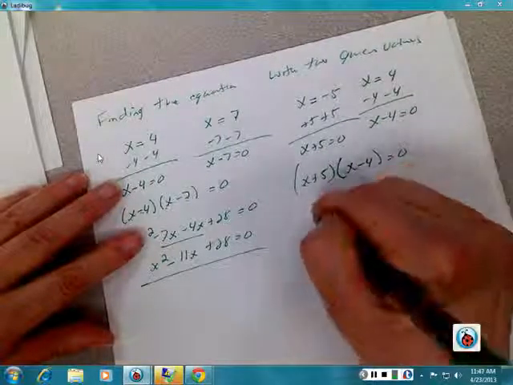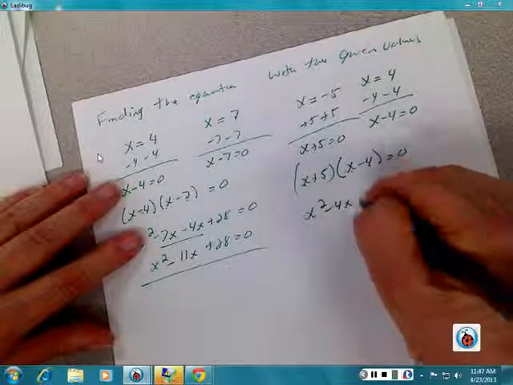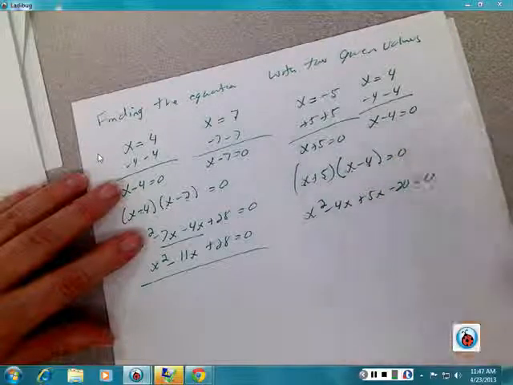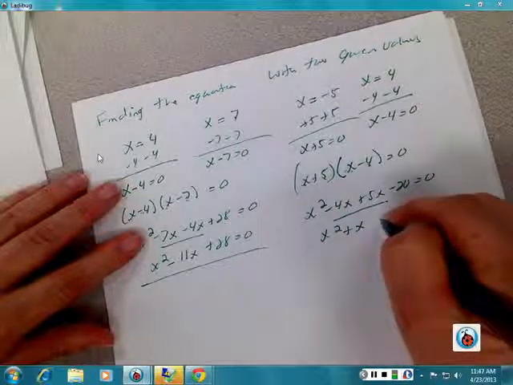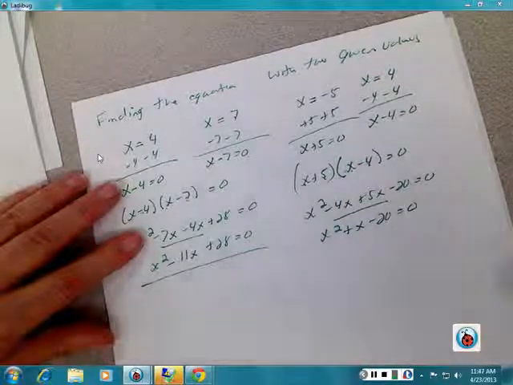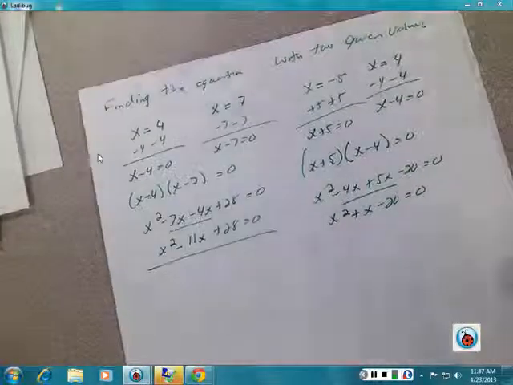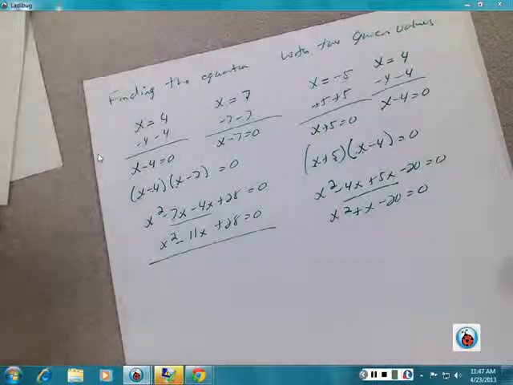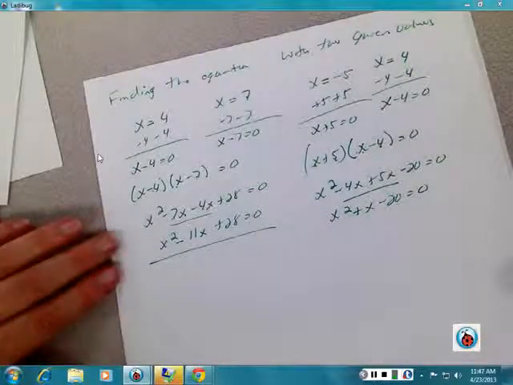FOIL: x times x is x squared. X times a negative 4 is negative 4x. 5 times x is a plus 5x. 5 times a negative 4 is a negative 20. Combine my middles and end up with x squared plus x minus 20 is equal to 0 for that one. And so we're working our way from the opposite direction to one that we had previously worked with, and we get some ideas of what's going on with those.